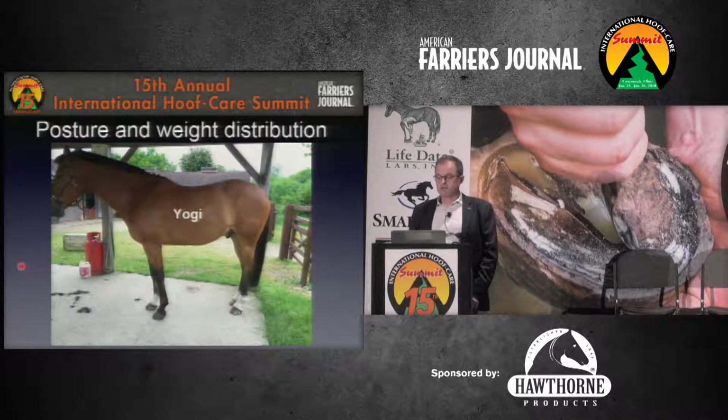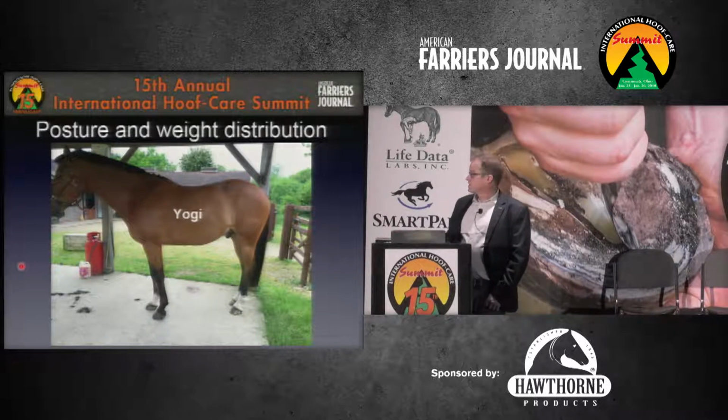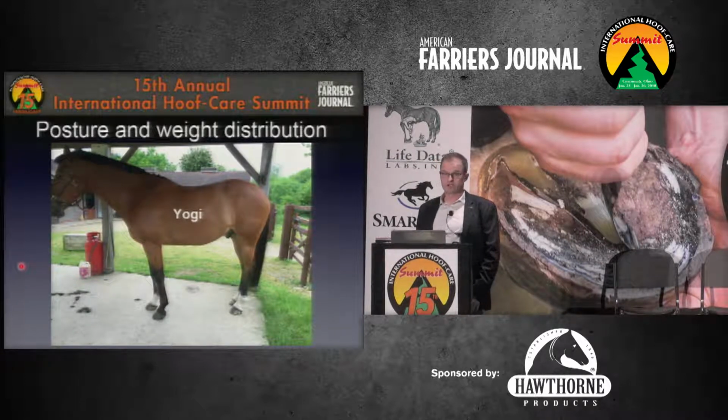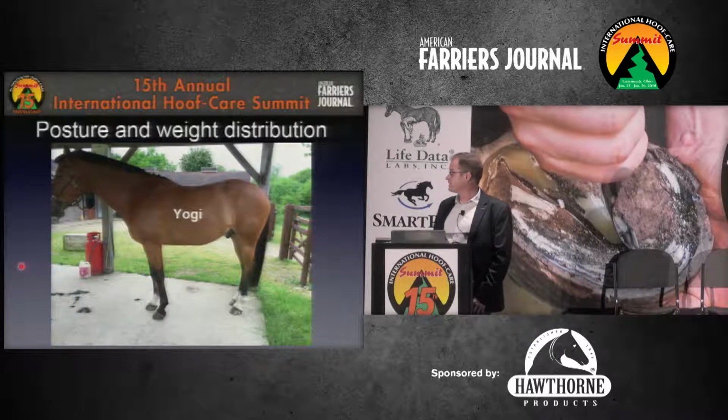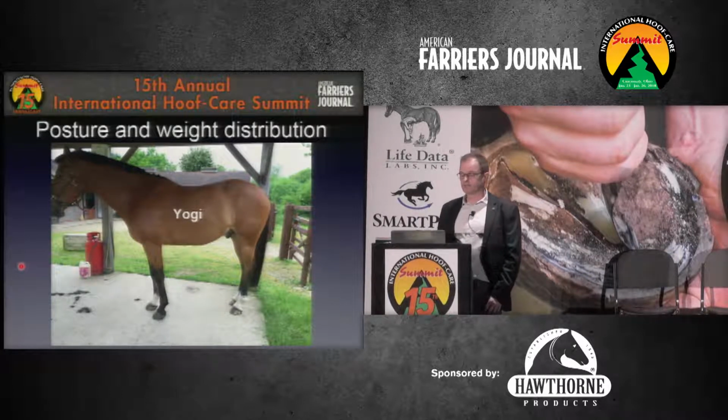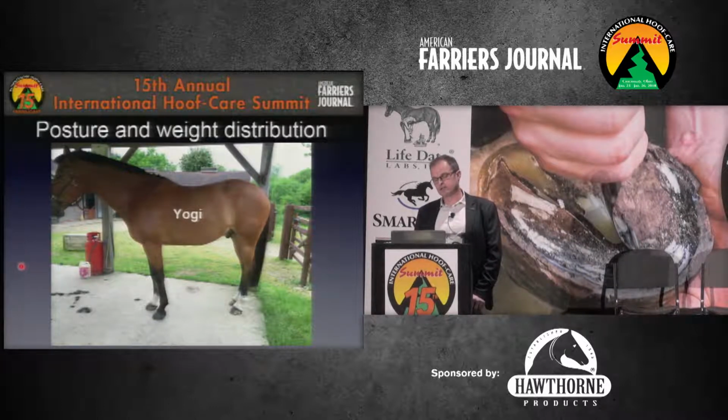And again, give credit to the horses that I shoe. This young horse is a young event horse, much loved. She actually works this horse and keeps it at some level of fitness. But I noticed throughout the time that I'd been shoeing Yogi, and I shod him from when he was 4 years old, and this picture was taken last year, when he was 6, that his posture wasn't great. His attitude to shoeing wasn't good.